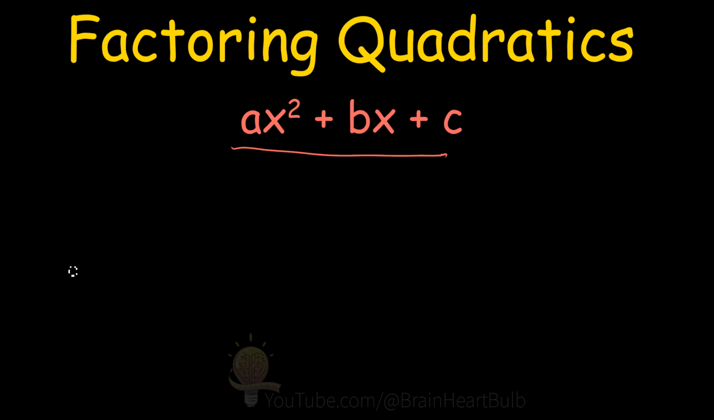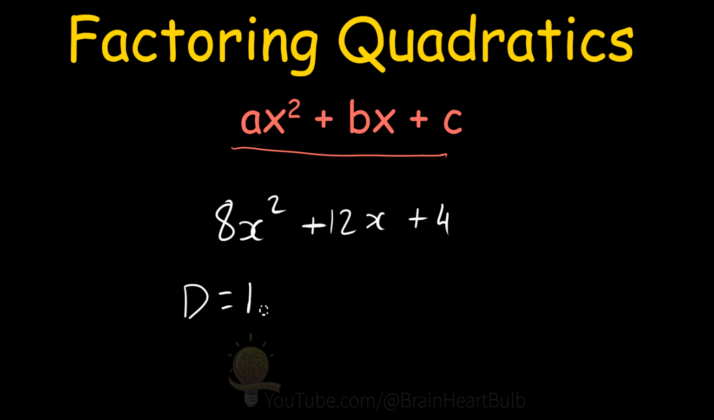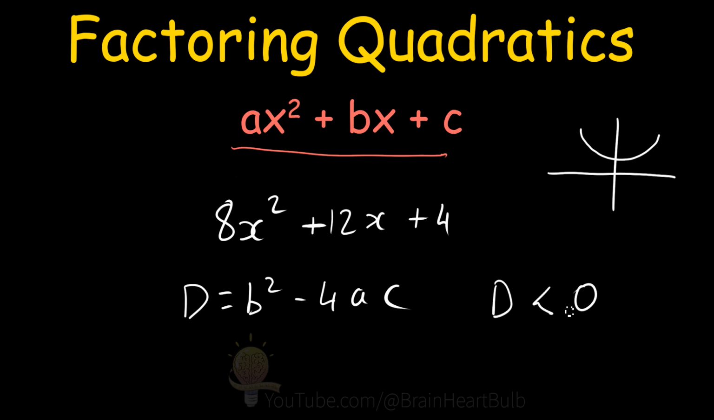Well, let's start with our first quadratic, which is 8x squared plus 12x plus 4. Now, to see whether we can factor this, we need to find the discriminant using this equation here. So d is equal to b squared minus 4ac. Now, if this quadratic equation produces complex solutions like this, where the curve doesn't cross the x-axis, then our value of d will be less than 0.